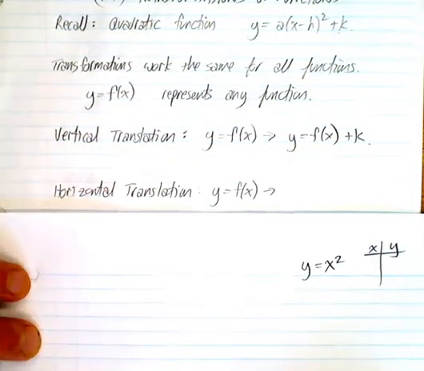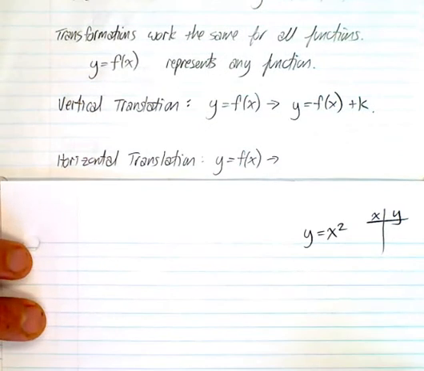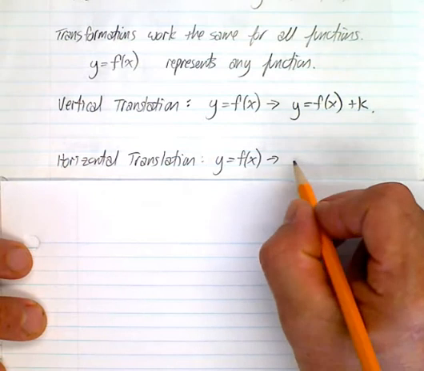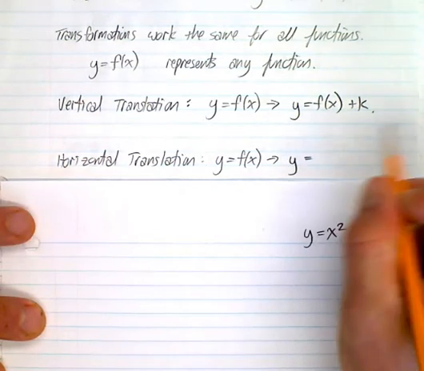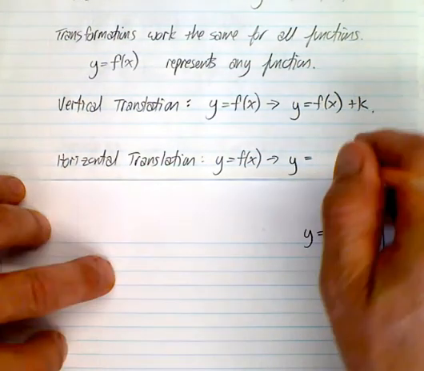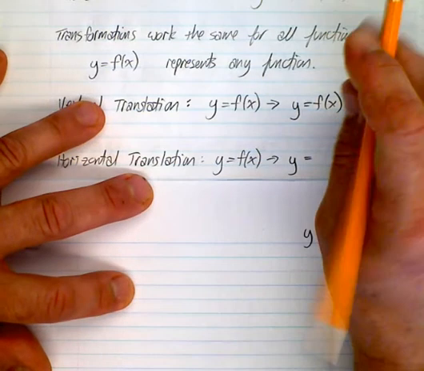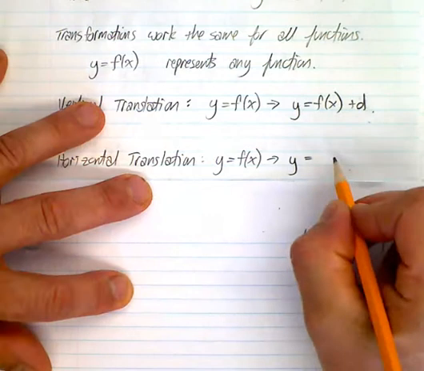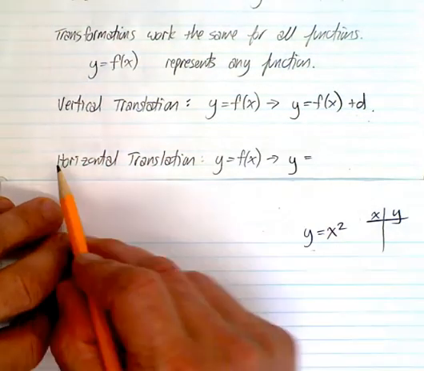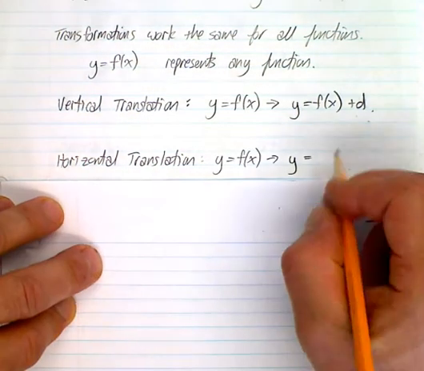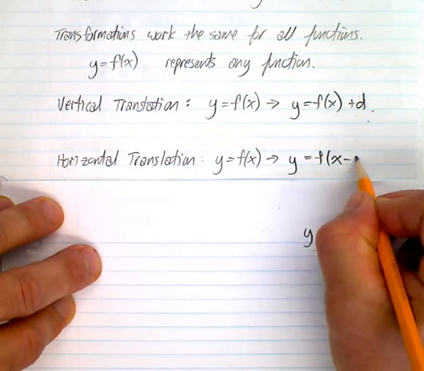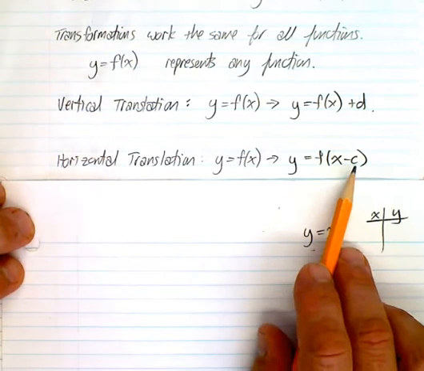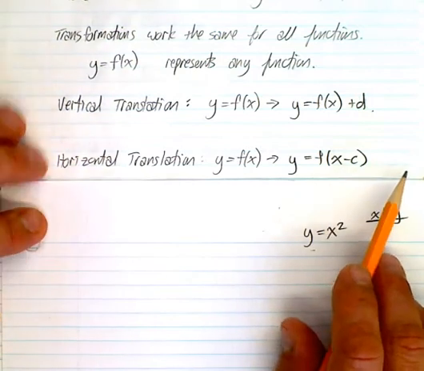Next, we're going to look at a horizontal translation, or a slide. That's what these are. This k, actually I'm going to call it d, sorry. Let's call it d. Now, if I'm going to do a horizontal translation, that means that I have to affect the x. So what we're looking at here is x minus c, okay? And we're going to look at the c value. If your c is positive, it goes right. If it's negative, it goes left.